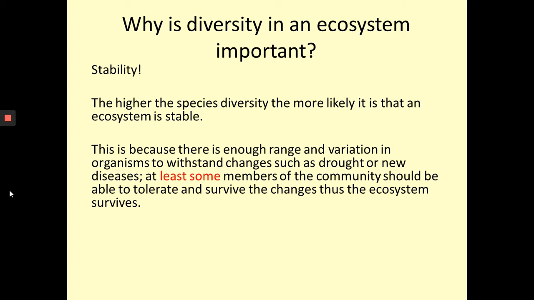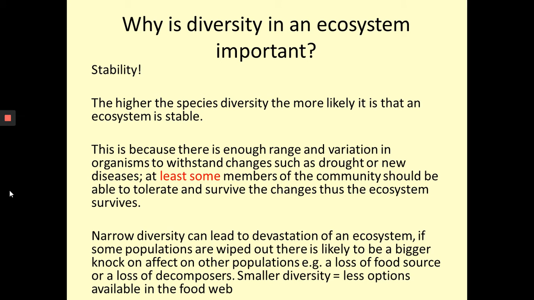If there's a one-off or two or three events that could be a little bit catastrophic, like droughts or severe weather events, then some species can be wiped out, or a large number of species can be wiped out. So the more variety you have, the bigger the range, the easier it is for that ecosystem to absorb the changes and for the remaining members of the community to still be able to survive and function as a stable system. A narrower diversity can lead to devastation of the ecosystem.